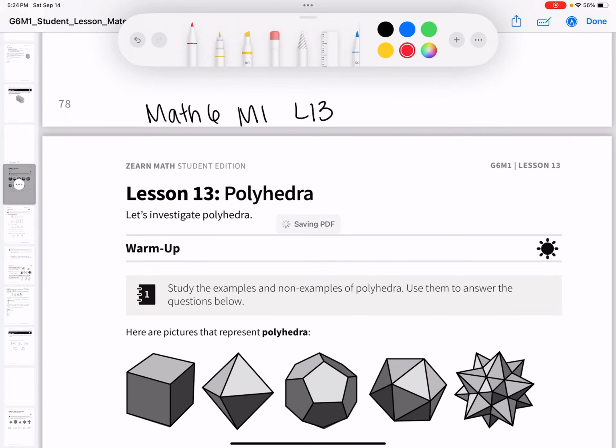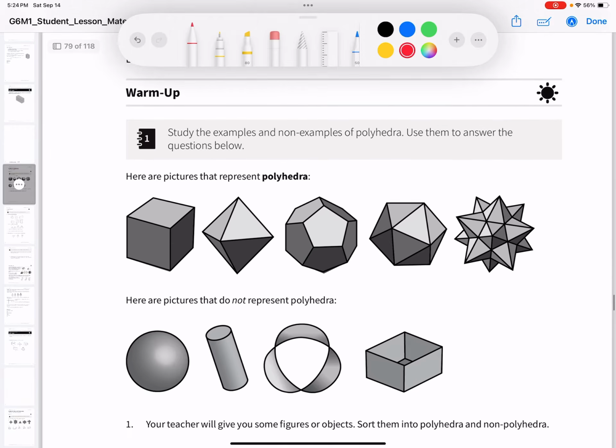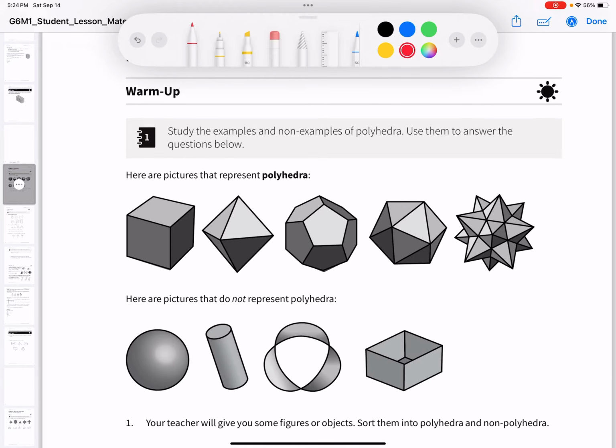Today we're doing Math 6, Mission 1, Lesson 13, polyhedra. Polyhedra is a new word for us. So let's study some examples and non-examples. These ones right here are polyhedra. Let's see what they look like. Well, they're 3D shapes, definitely.